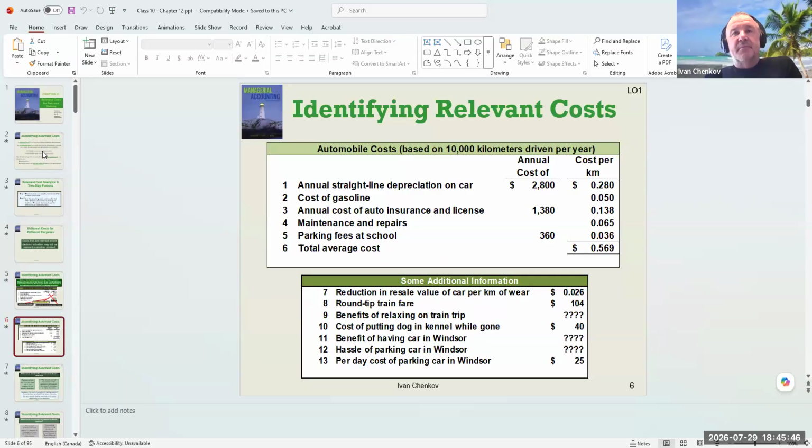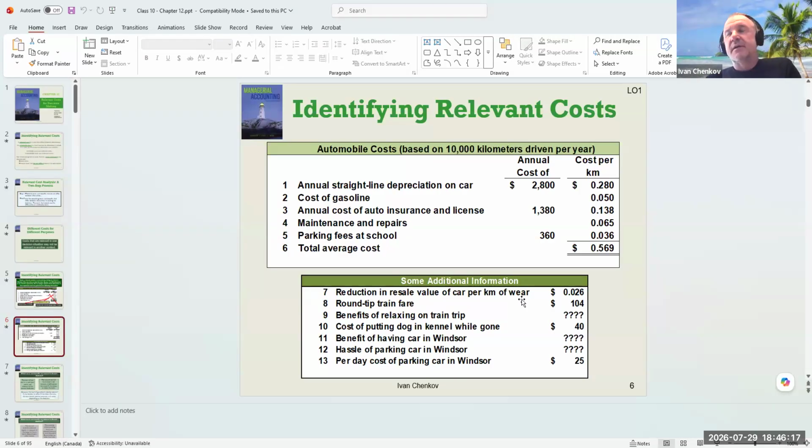The next information that you prepared for us is the reduction in the resale value of the car per kilometers of driving the car. So every kilometer that you drive the car is going to reduce its value by that much. So that's definitely a cost to consider since kilometers are involved. The round trip of the train definitely will be considered because that's the cost for the second alternative.